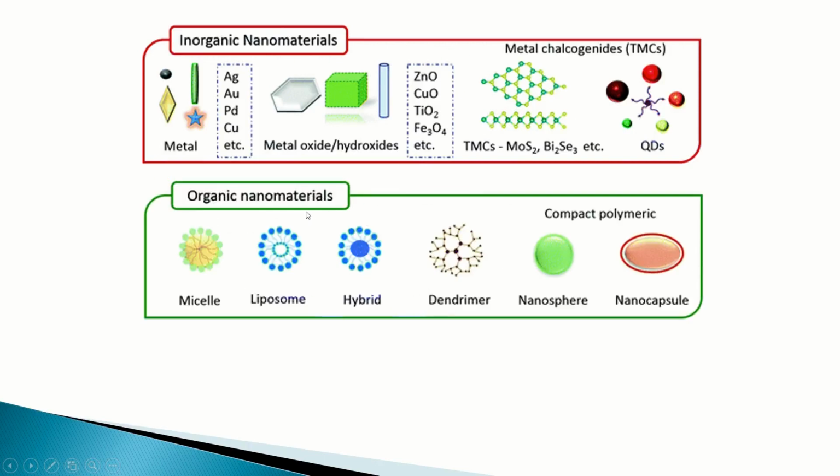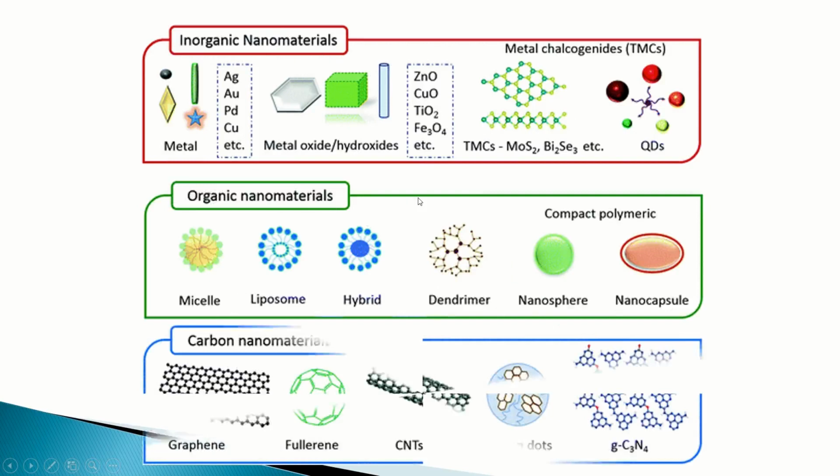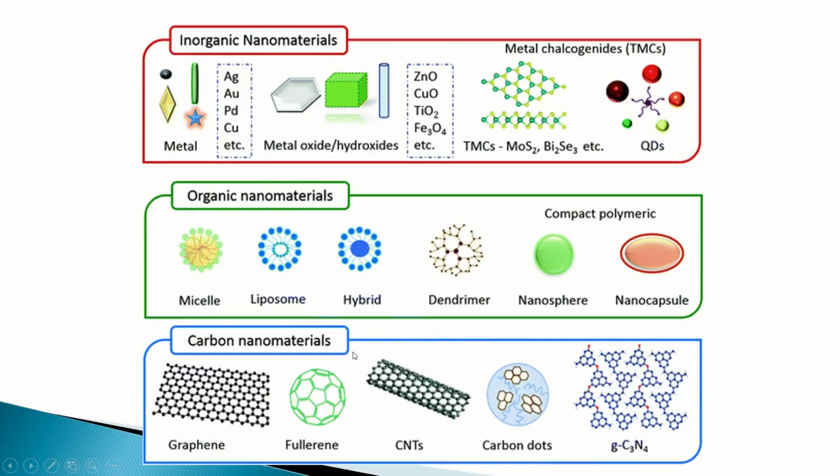You have organic nanomaterials in which you have only carbon and hydrogen. Examples are micelles, liposome, hybrid, dendrimer and nanosphere and nanocapsules. There are also carbon-based nanomaterial, which are all pure carbon. So you have only carbon and no other elements are there. Example, graphene and fullerenes.